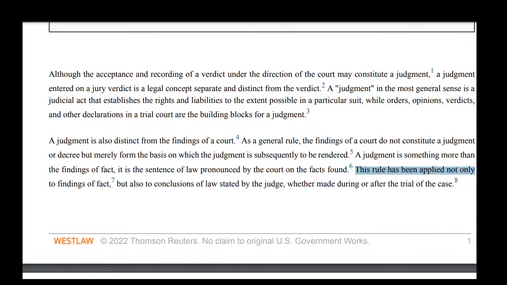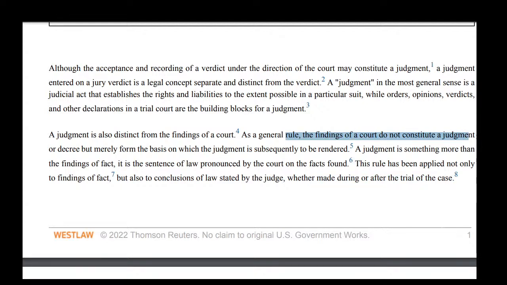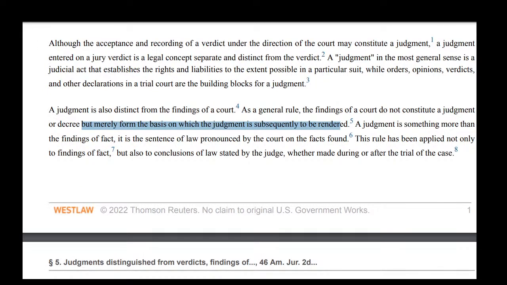This rule has been applied not only to findings of fact, but also to conclusions of law stated by the judge, whether made during or after the trial of the case. So that's an important general rule. Findings of a court do not constitute a judgment or decree, but merely form a basis on which judgment is to be subsequently rendered. So a conclusion of law stated by the judge cannot be a judgment, right? It merely forms the basis on which judgment may be rendered.